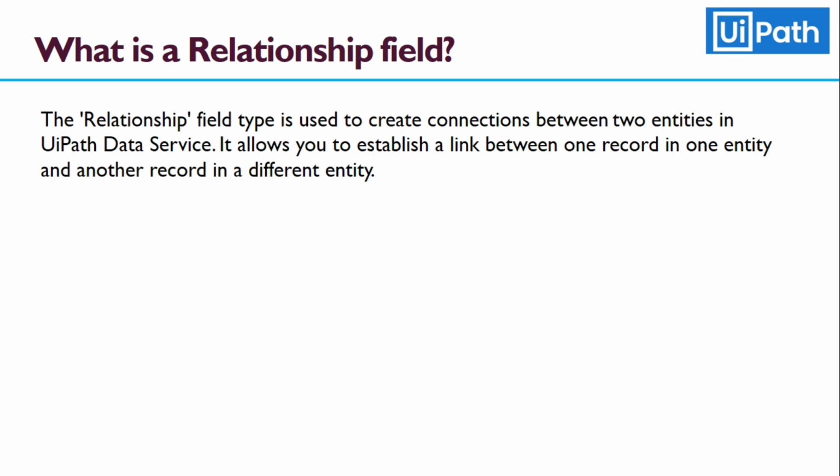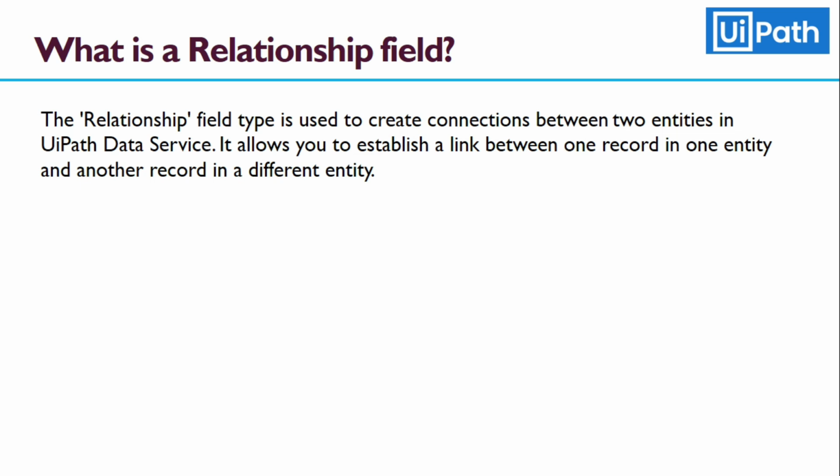Let's understand what a relationship field is. The relationship field type is used to create connections between two entities in UiPath Data Service. It allows you to establish a link between one record in one entity and another record in a different entity. For example, we have two entities, vendor master and product master. So we can relate each vendor to its corresponding products or purchase orders by creating a clear relationship between the vendors and their associated data.